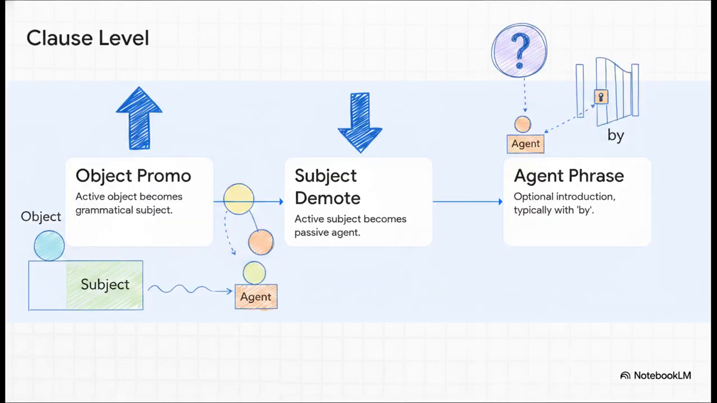Now, at the clause level, we can cleanly track this transformation in 3 steps. First, the active object is officially promoted to the grammatical subject. Second, the active subject is demoted to become the agent, typically following the preposition by. And step 3 is absolutely crucial to understand. The introduction of that agentive phrase is completely optional. That single feature unlocks massive pragmatic flexibility.